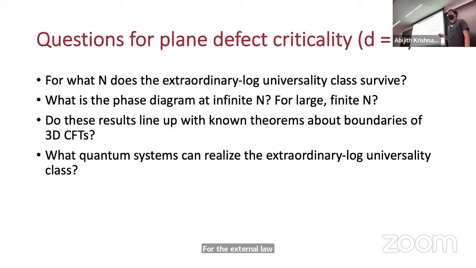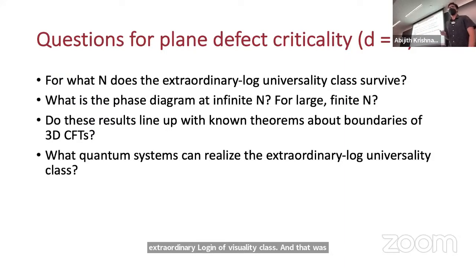Additionally, what is the phase diagram at infinite n and for large finite n? Do these results line up with known theorems about boundaries of 3D CFTs? And finally, what quantum systems can realize the extraordinary log universality class? And that was related to the question you asked earlier about experimental realizations.